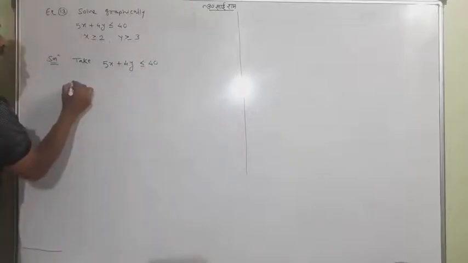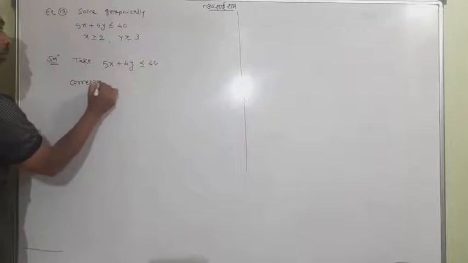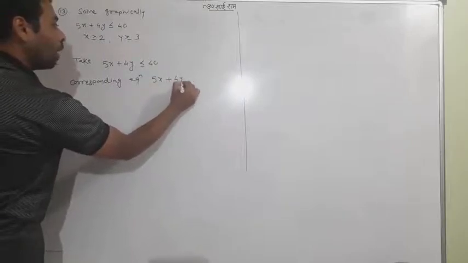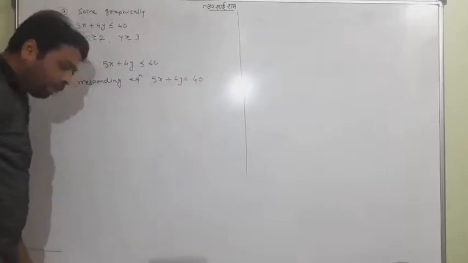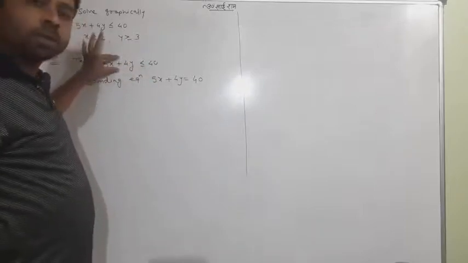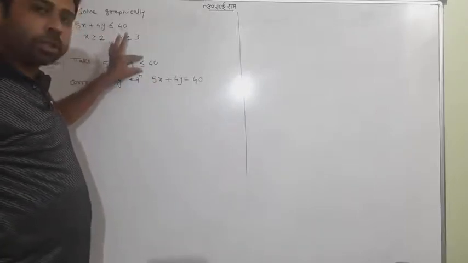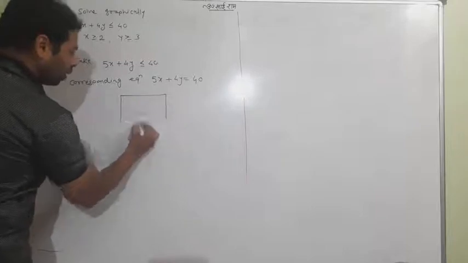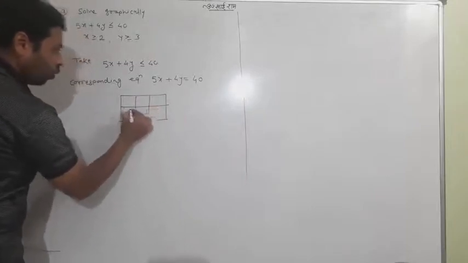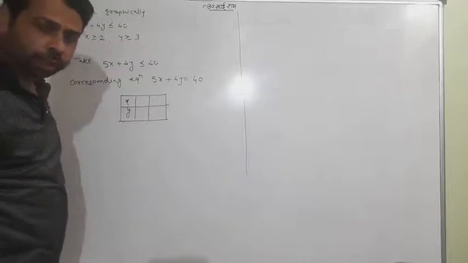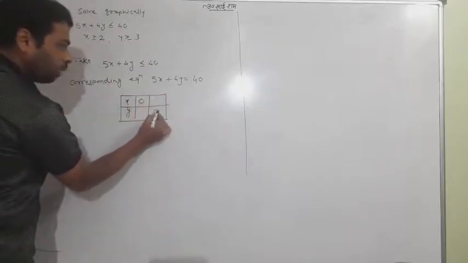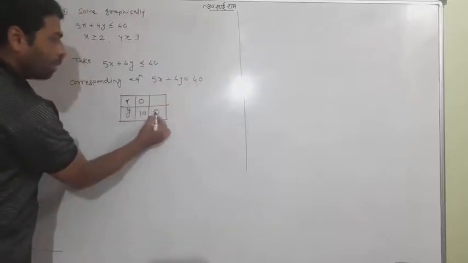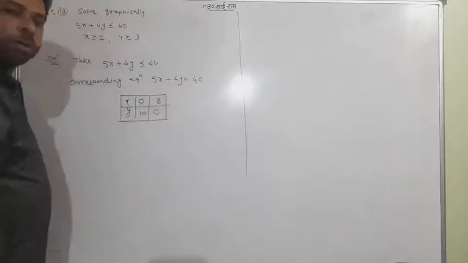Its corresponding equation is 5x plus 4y equal to 40. Whenever you want to make the graphical representation of any inequality, you first take the equation, meaning the equal to sign, and then use the usual concept to draw the line. Put the values as usual. As I taught you, when x equals 0, y will be 10, because 4 tens are 40, and when y equals 0, x will be 8.